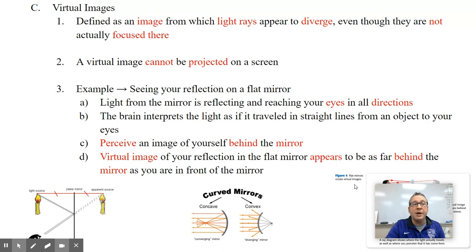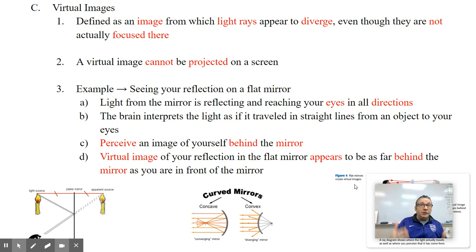Light from the mirror is reflecting and reaching your eyes in all directions. The brain interprets the light as if it traveled in straight lines from an object to your eye. You perceive an image of yourself behind the mirror. A virtual image of your reflection in the flat mirror appears to be as far behind the mirror as you are in front of it.